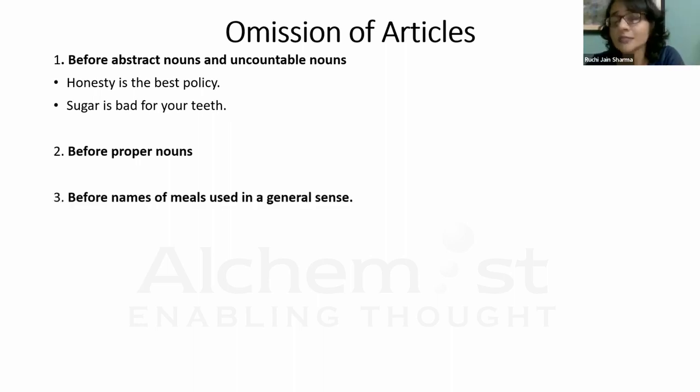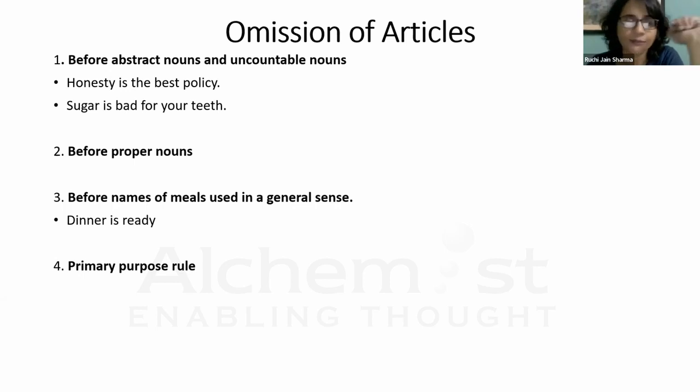Before names of meals used in a general sense, right? So I'll say we've been invited for dinner. For the dinner नहीं होगा, for dinner, right? But the dinner prepared by his mom was delicious. Specific बात हो रही है तो फिर the डाल सकते हैं आप. Dinner is ready, for example, okay?